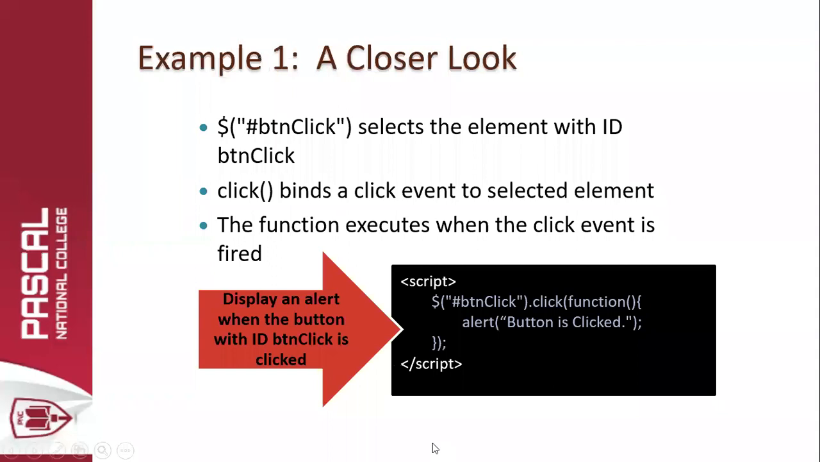So if I just summarize this, in our case: dollar, then bracket, within double quotes, your ID name has btn click. So this selects the element with the ID btn click. Click is the event which you want to bind and execute the function call. This means your function will be executed when you click on the button, and you will be showing an alert that the button is clicked. So this is how you will follow.